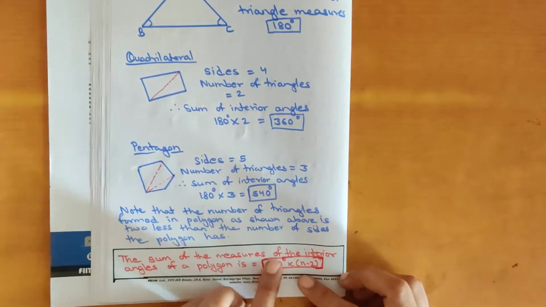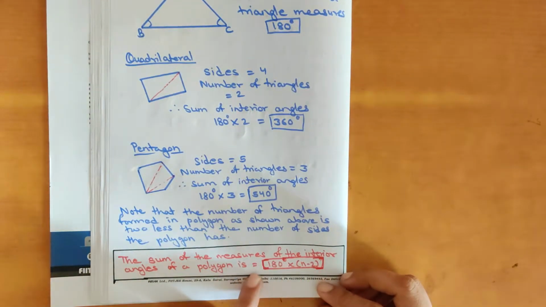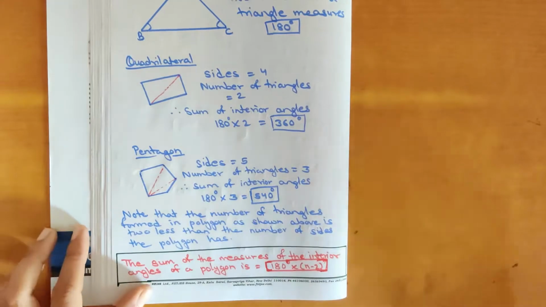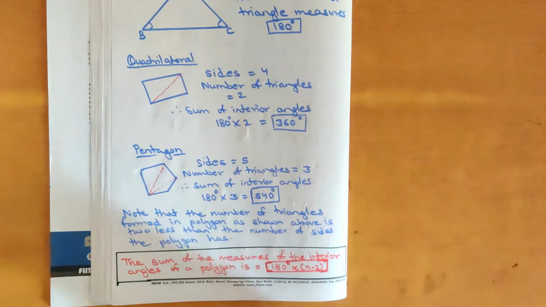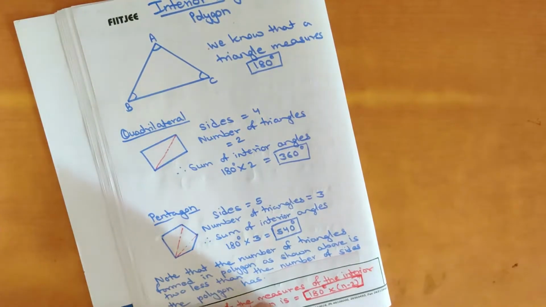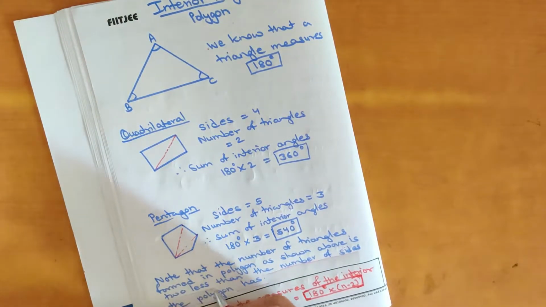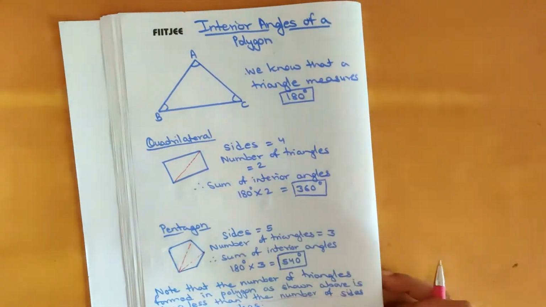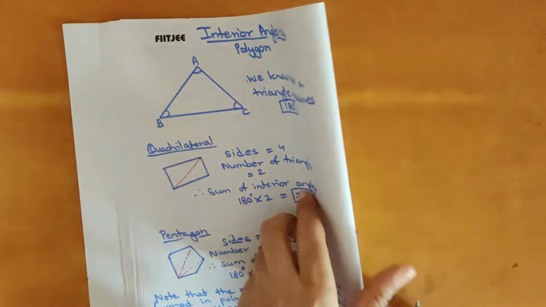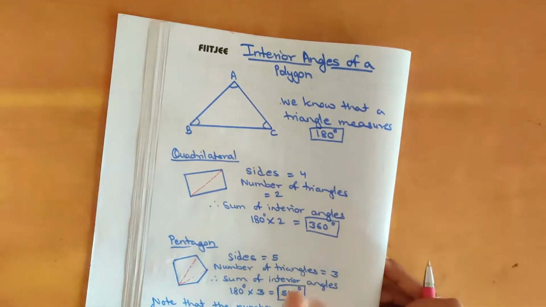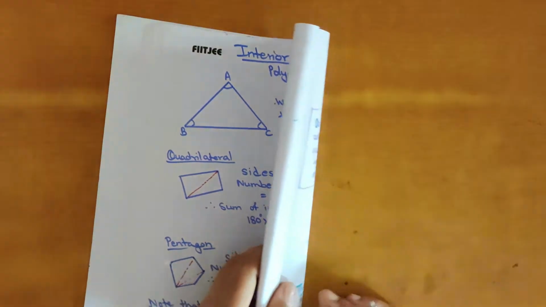The sum of the measures of the interior angles of a polygon is 180 degrees times (n minus 2). So n means the number of sides the polygon has. So it will always be 2 less. This is useful for finding the number of triangles in the polygon, and you can find out how much the angle measures. Okay.